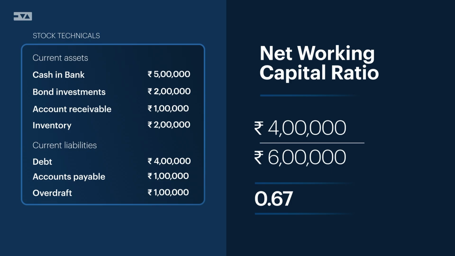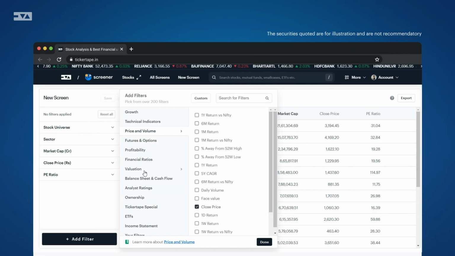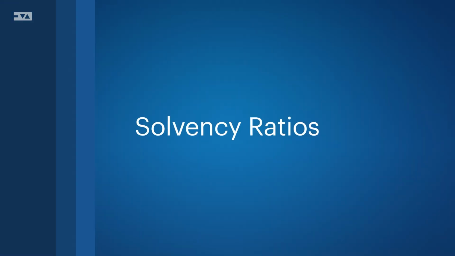Alternatively, you can simply calculate working capital ratio by subtracting 1 from the current ratio. To understand more, you can check all these ratios under the financial ratios filter on Tickertape very easily.